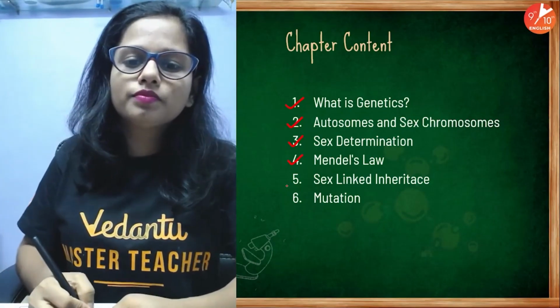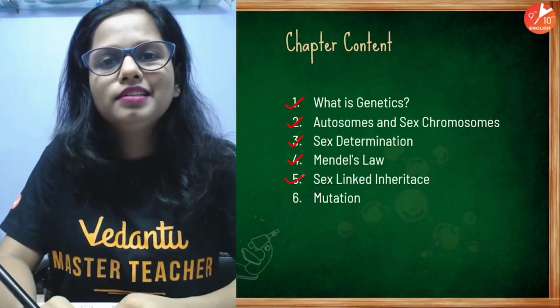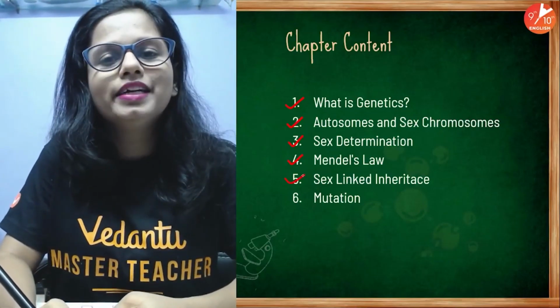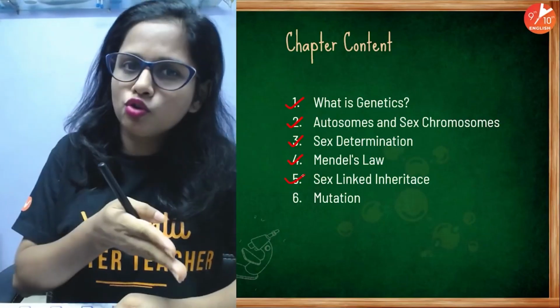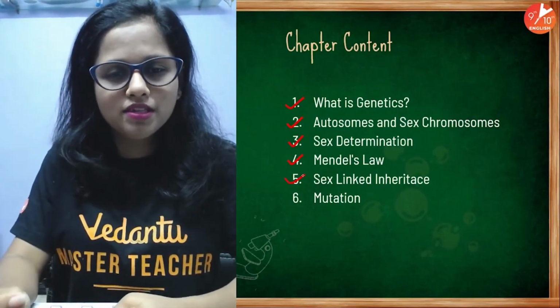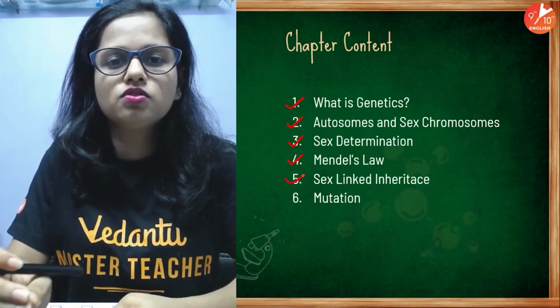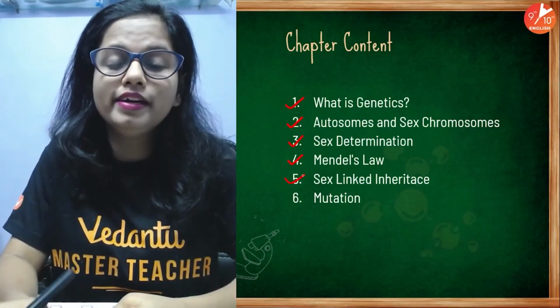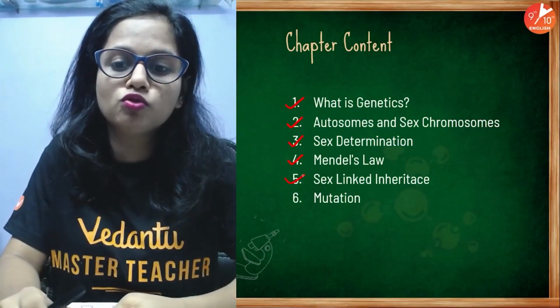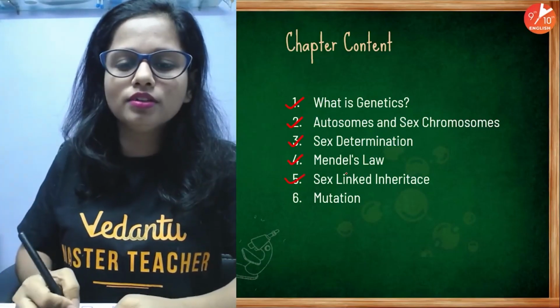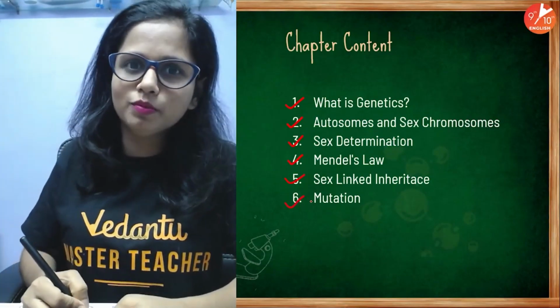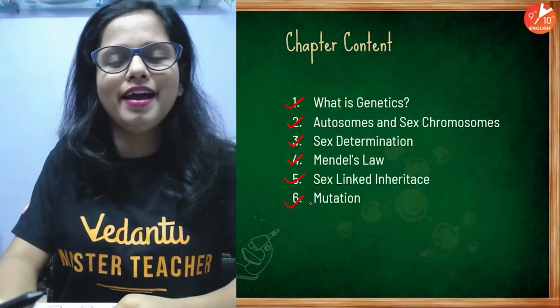Then comes sex-linked inheritance. There are certain genetic disorders which are linked to the X chromosome or Y chromosome, basically the sex chromosomes. These hereditary disorders are linked to the sex chromosome, so we are going to talk about sex-linked inheritance. And last but not the least, mutation: what is mutation, its definition and example.